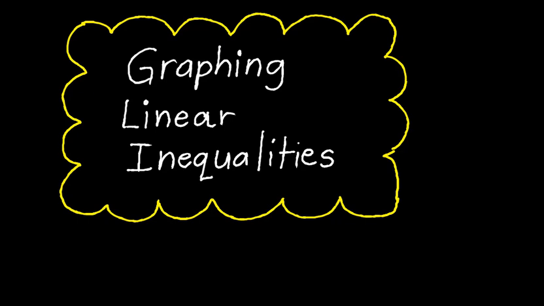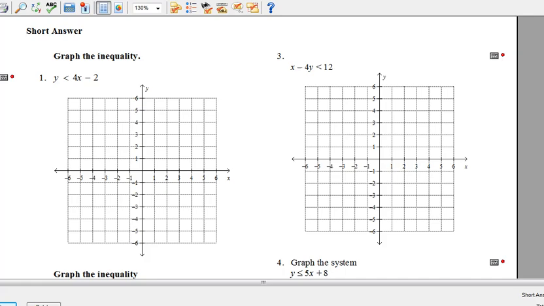This is a quick video covering how to graph a linear inequality. So I think I'm just going to go ahead and start with an example. Here are actually two examples. The first one's going to be in slope-intercept form, and I'm going to go ahead and graph the line.